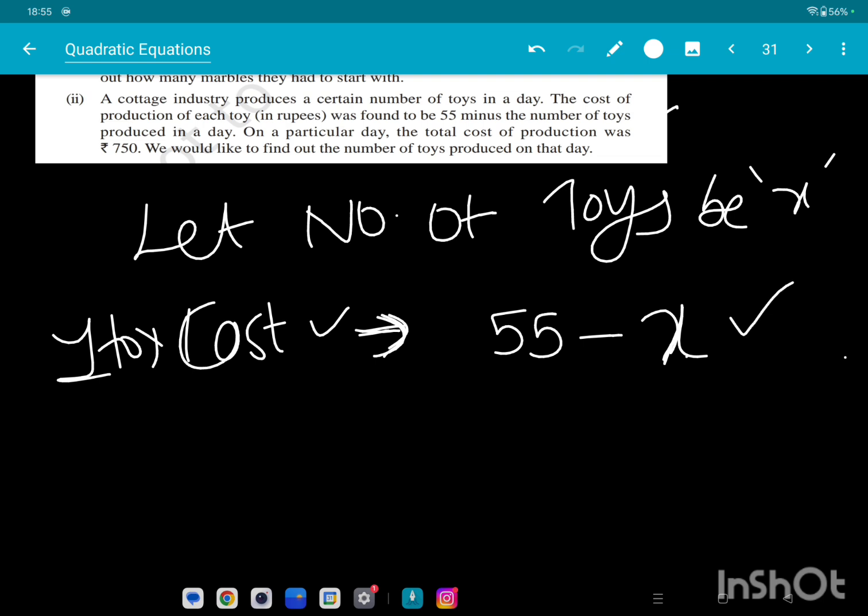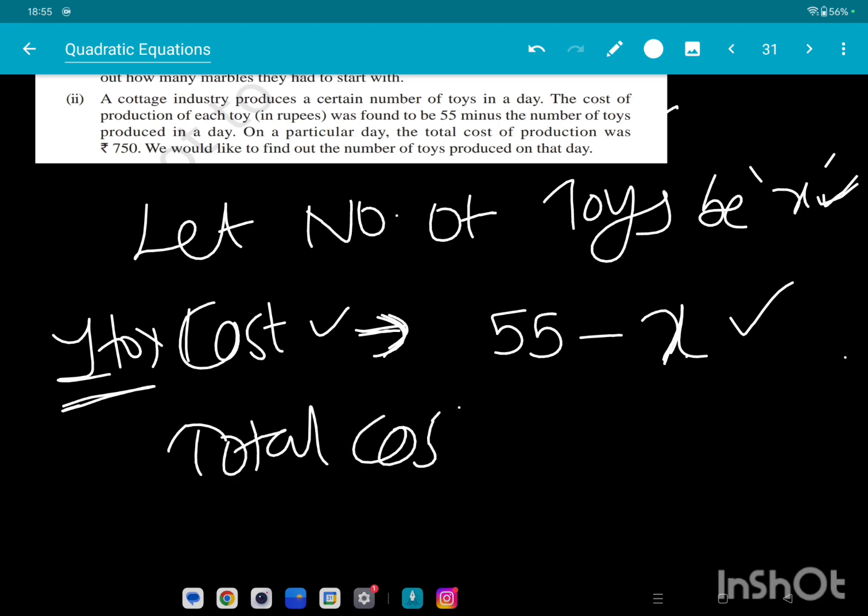Because it was already given as 55 minus the number of toys produced in a day. So here the number of toys produced on that day will be x, and 55 minus x will be the cost. Now we need to find the total cost. It was given that the total cost on that day is 750.